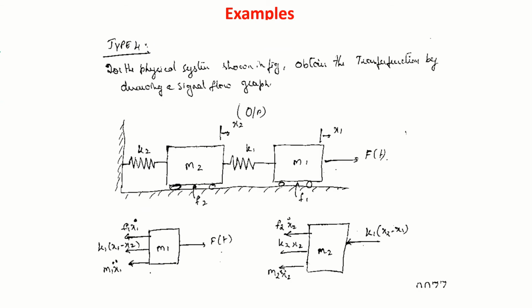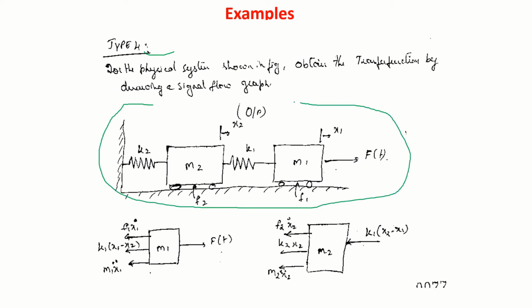Now, let me teach you another type of problem. Suppose a mechanical system is given. A mechanical, physical system. Earlier we know how to write differential equations for this. So now it is a 2-degree freedom problem, M1.